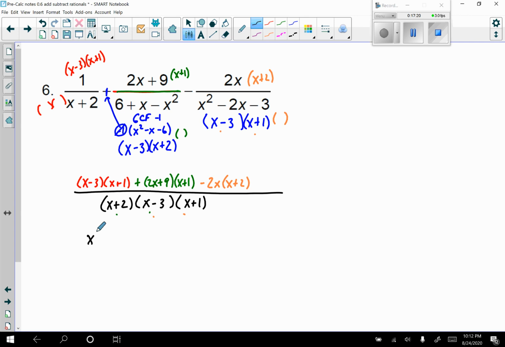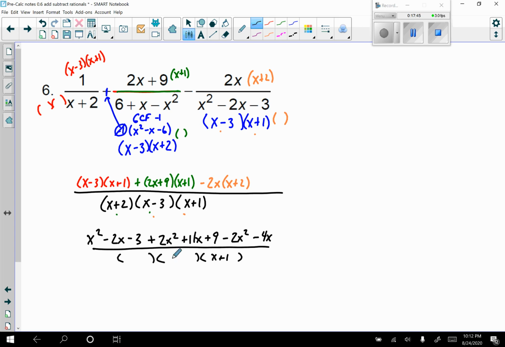We've got x squared plus x minus 3x is minus 2x. Do a little bit of that in my head. Minus 3, plus 2x squared plus 2x plus 9x is plus 11x plus 9, and minus 2x squared minus 4x. There's our numerator. Denominator still has the same 3, just keep them there, and x plus 2. And let's combine some like terms.